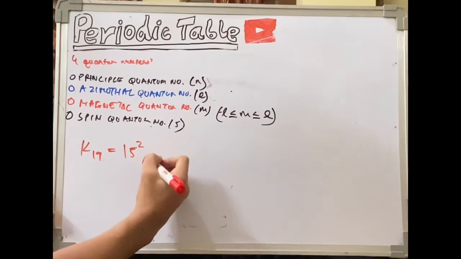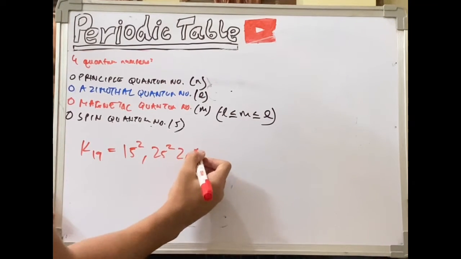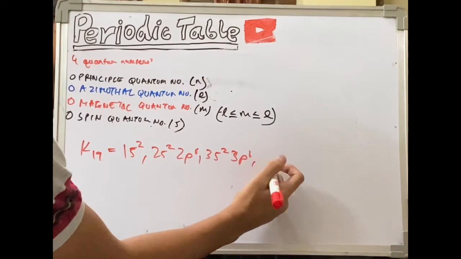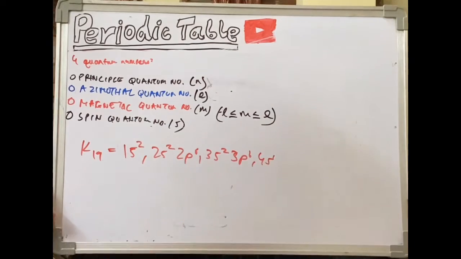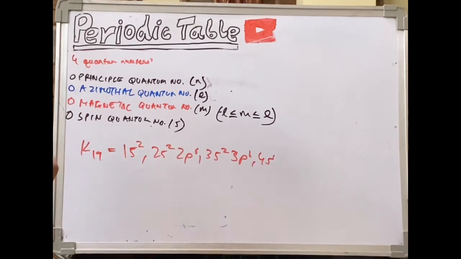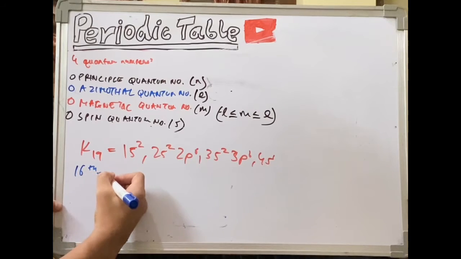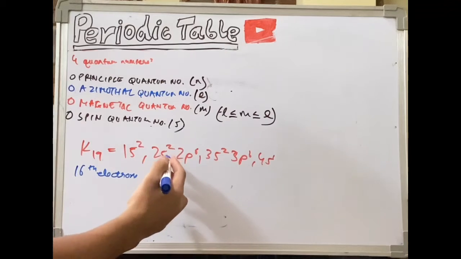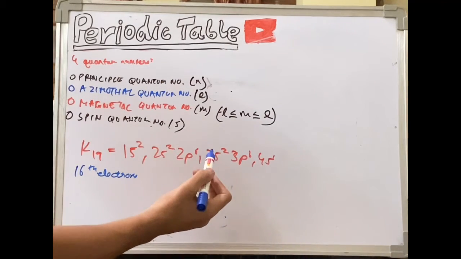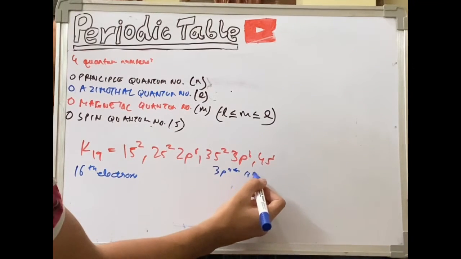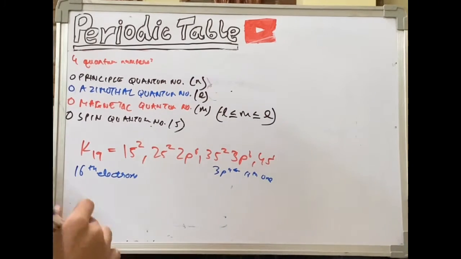It's 1s2, 2s2, 2p6, 3s2, 3p6, and 4s1. Now if we want to find the quantum numbers of, let's say, the 16th electron, 3p4 will be the 16th one. So it will be like this way.